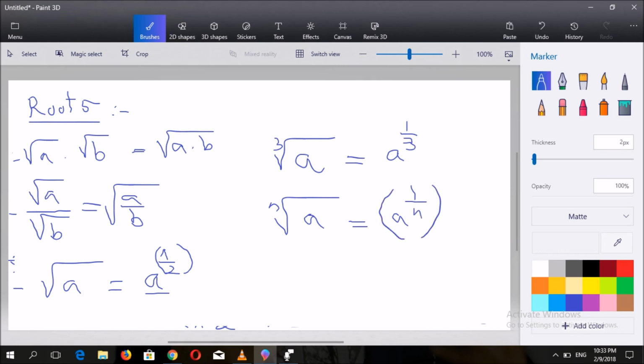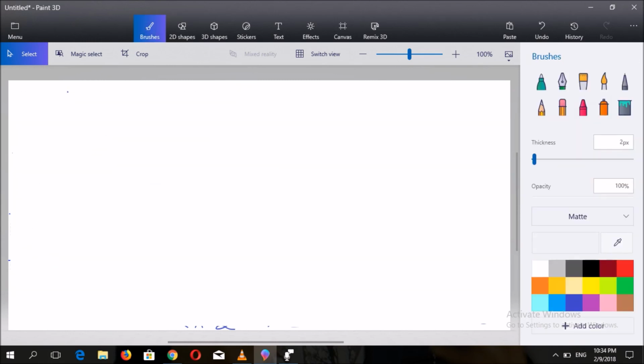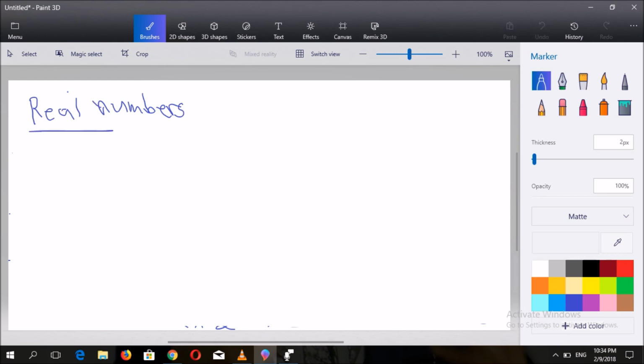The square root of a can also be written in the form of a raised to the power half. This is an important note. So the square root of a specific number can also be written in the form of an exponent where the base of that exponent is a and the power of that exponent is 1 divided by 2. How about the cube root of a? Is there another way of writing the cube root of a specific number? Yes. This is equal to an exponent where the base is a raised to the power 1 divided by 3.